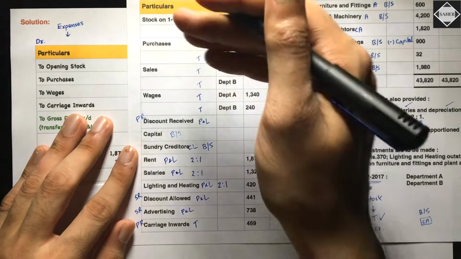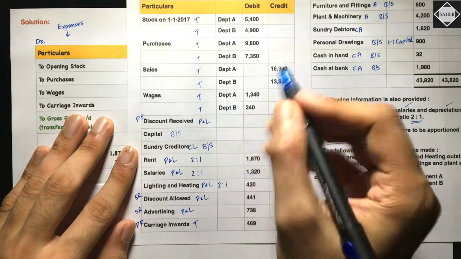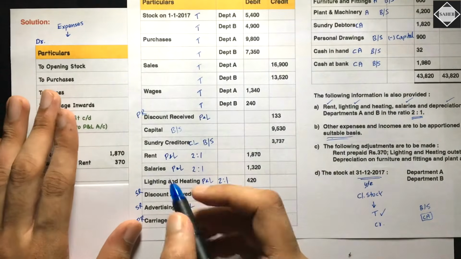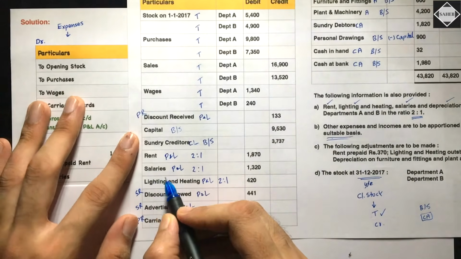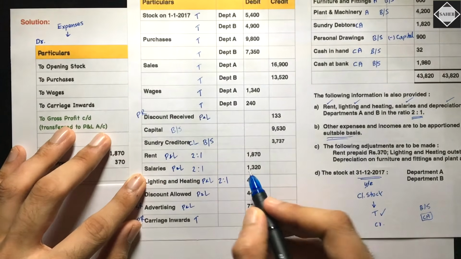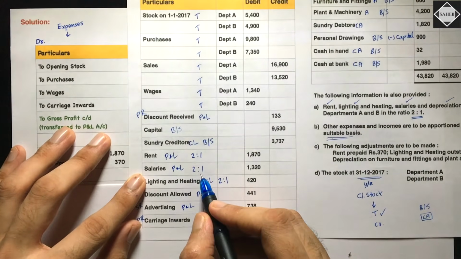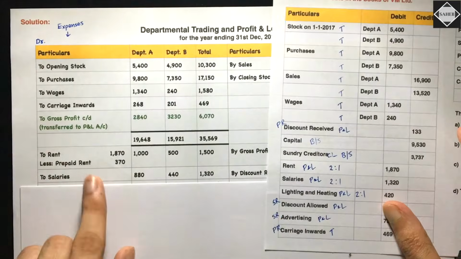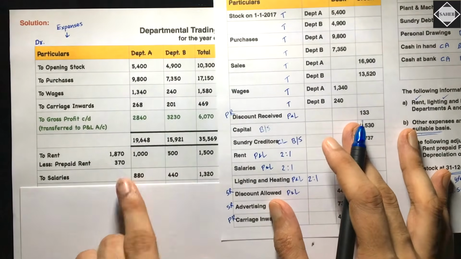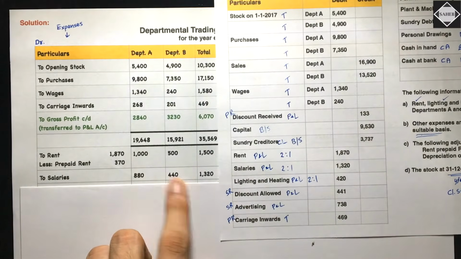Then see, we have what? Next P&L item. Go sequentially, and whatever you are done with, just go on ticking that. You will not miss out anything. After rent, next we have salaries. Salaries is also a P&L item. It's an indirect expense, right? 2:1 we have to take it. So for salaries, first you will take 1320, whatever is there in the trial balance. Then you will apportion this in 2:1.